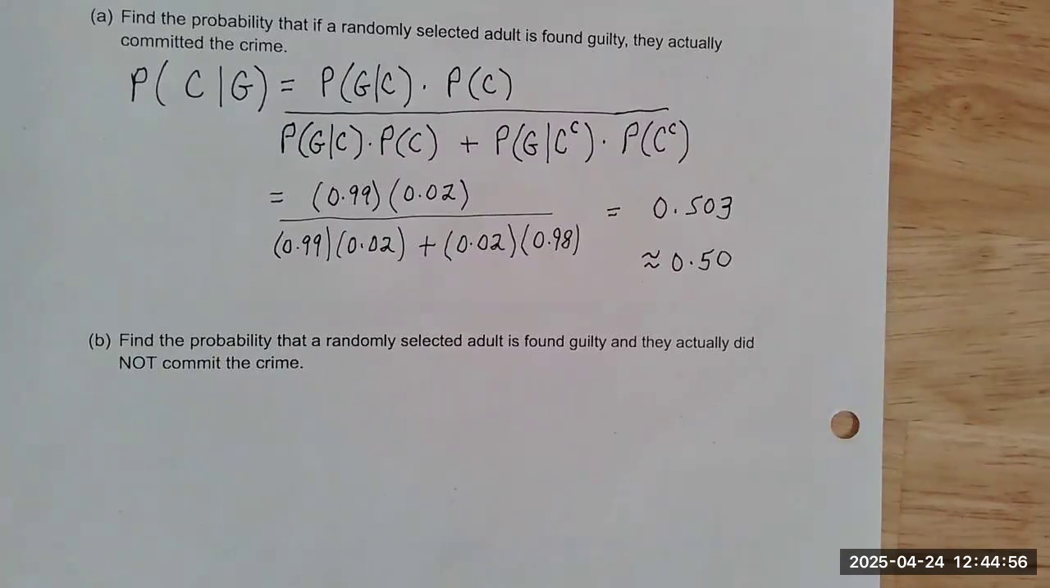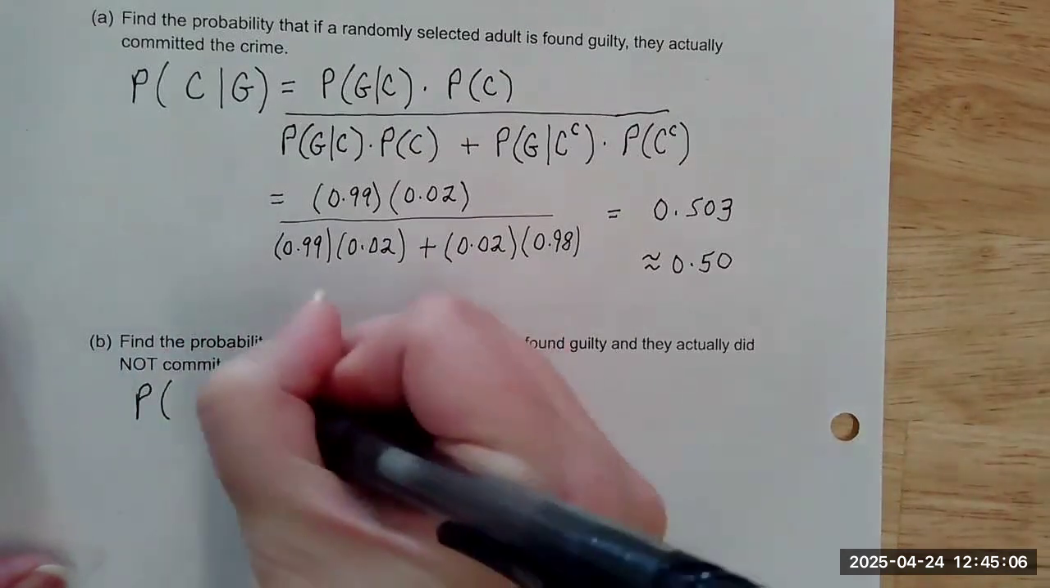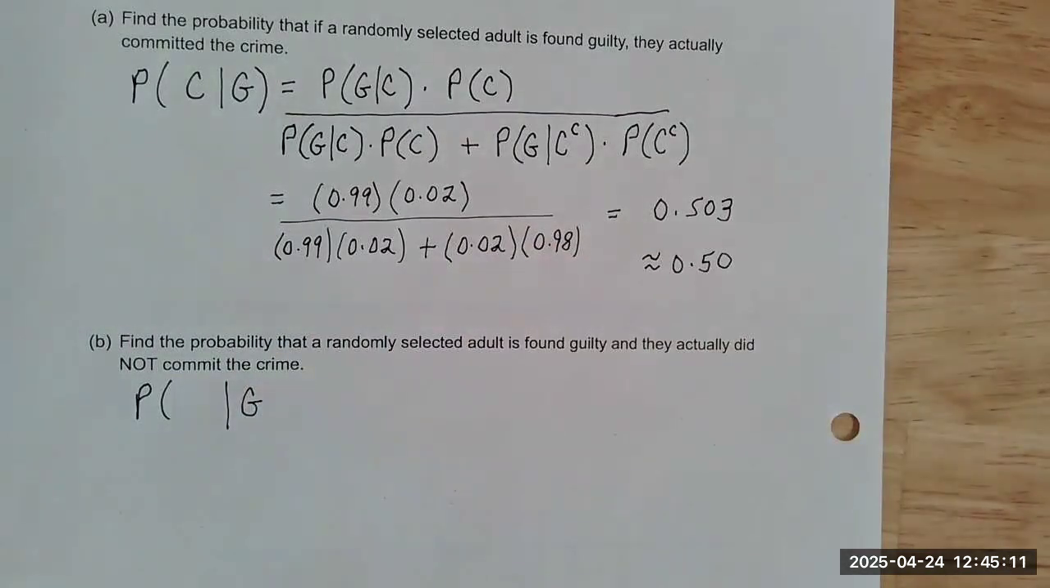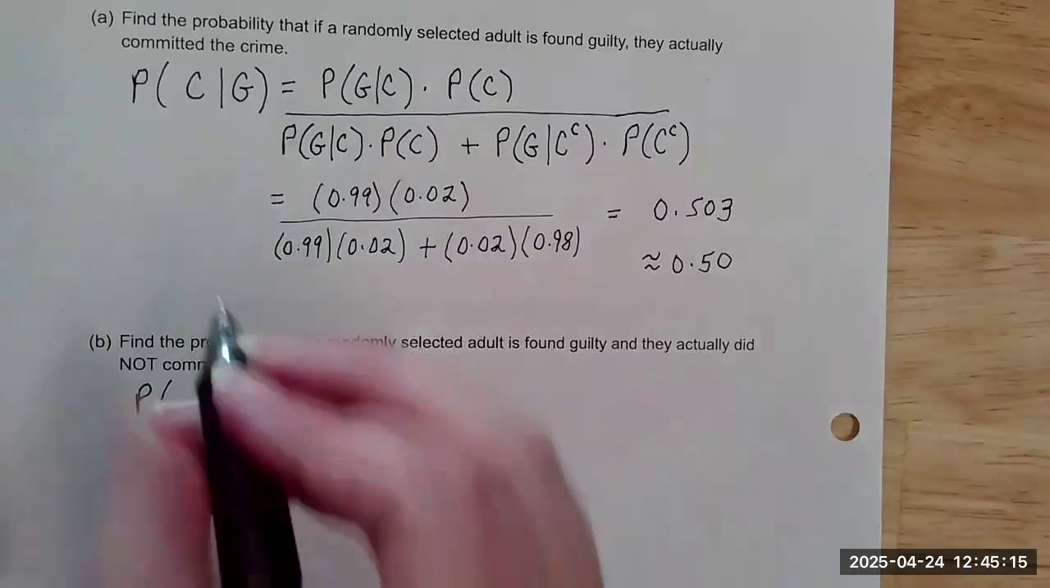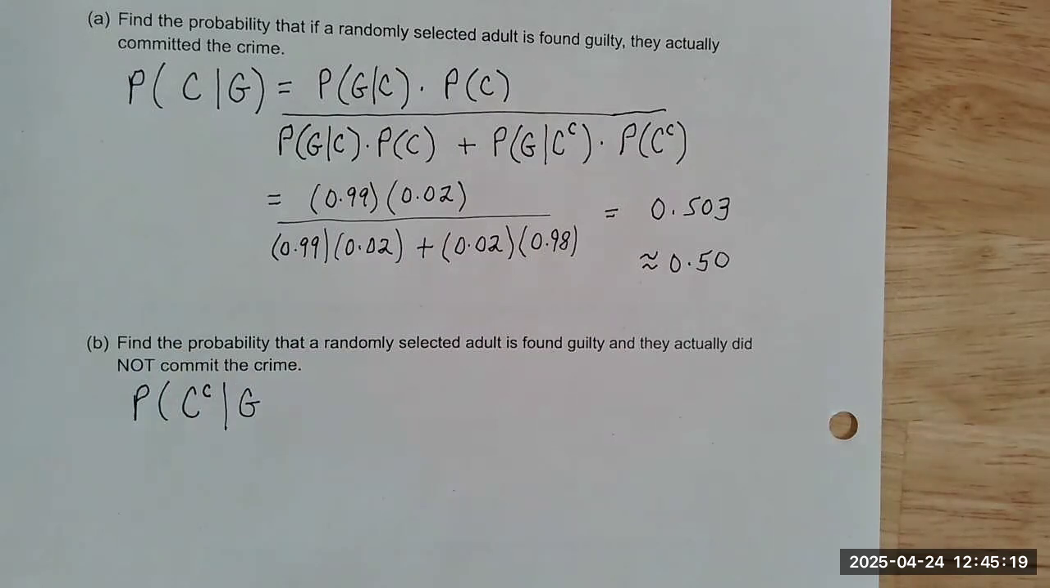Find the probability that a randomly selected adult is found guilty and they actually did not commit the crime. Okay, so probability that they're found guilty, so given that they're guilty, that they actually did not commit the crime. So I'm going to put C complement there.